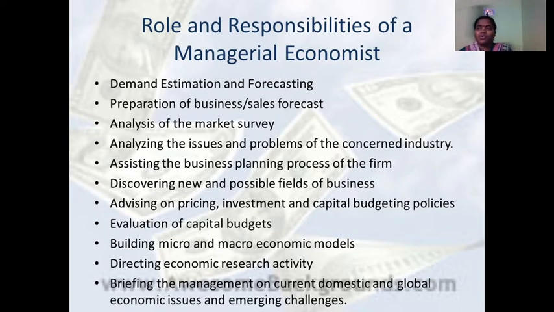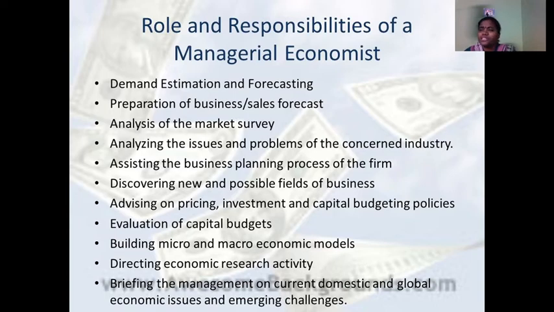Already we studied what we mean by demand and all. What demand is there? What is the current situation? How can we forecast the future? That is the first role he has to play. And the second is preparation of business forecasts or sales forecasts.